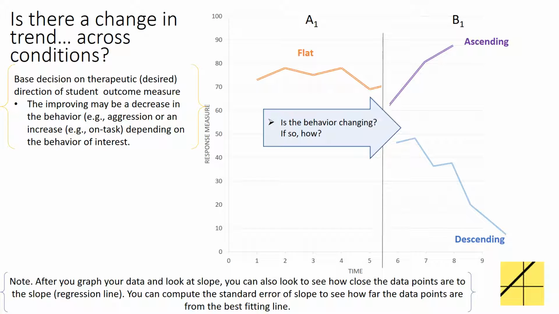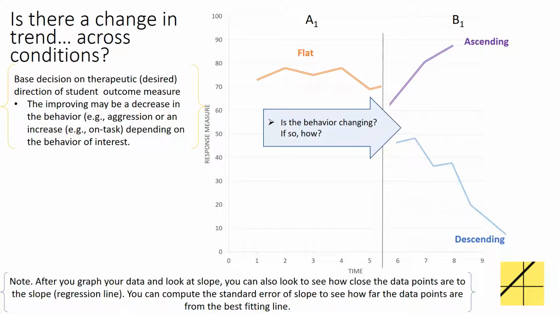Here is an example of an immediate and substantial change in trend across conditions. In A1, or baseline, the outcome measure was occurring at a relatively stable and flat trend between the 70th and 80th percent range. With the introduction of the intervention, we have one possible path that is increasing, as illustrated with the purple trajectory. In the second illustration, we see a blue trajectory with a decreasing trend line.